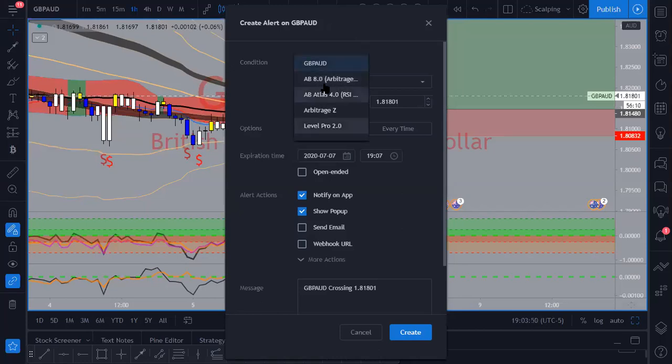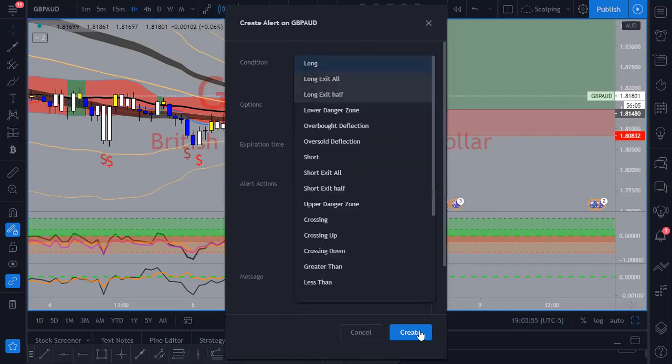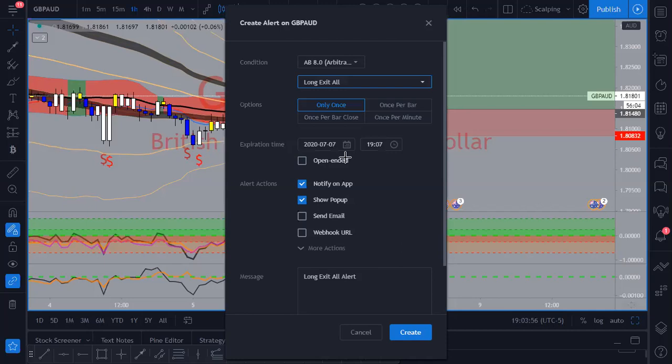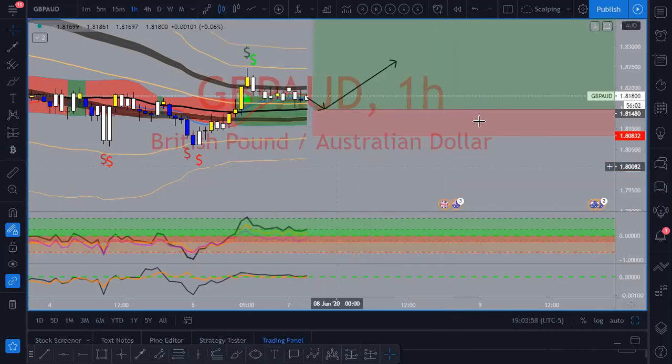AV Atlas, no AV arbitrage. Long exit all, got my alert set, and so let's see what happens here. But again, I want price to come down to 1.81480 and then keep on buying.